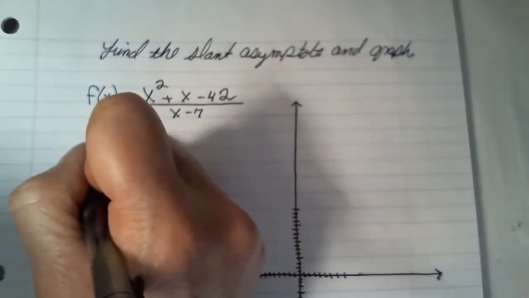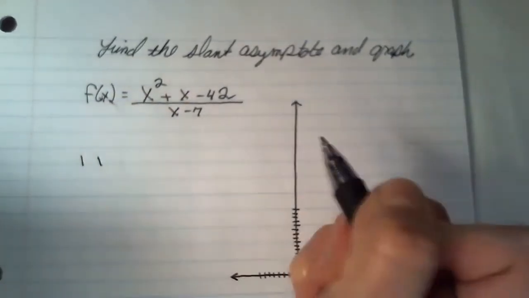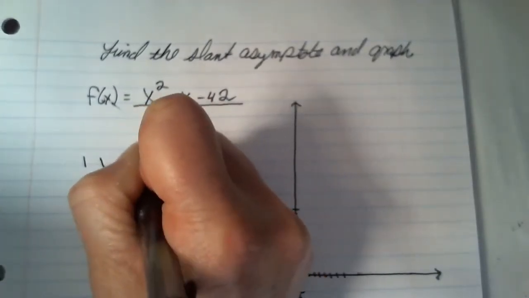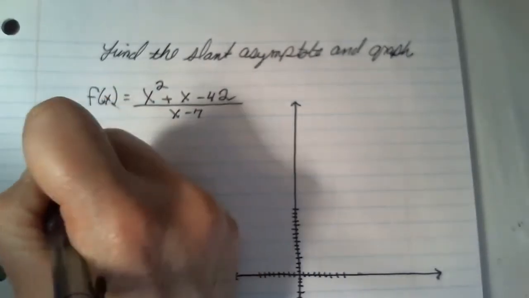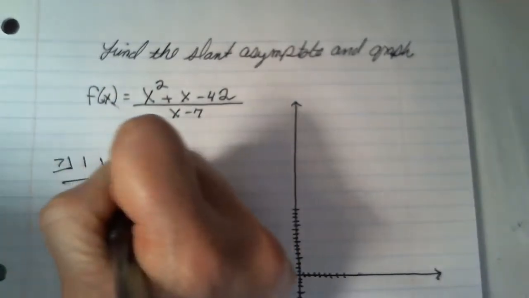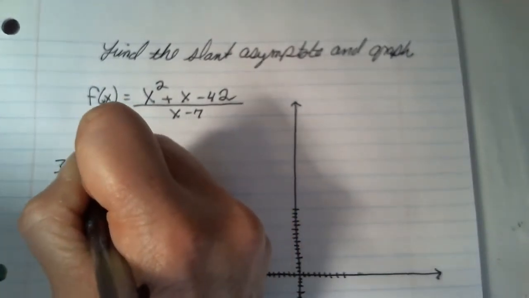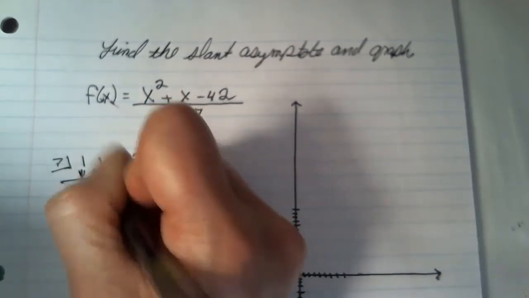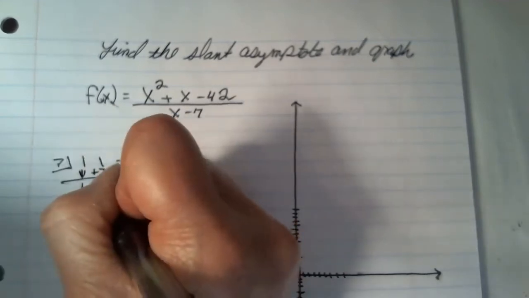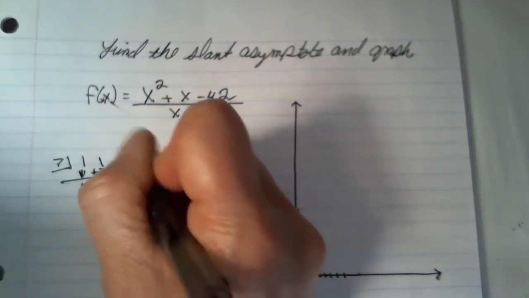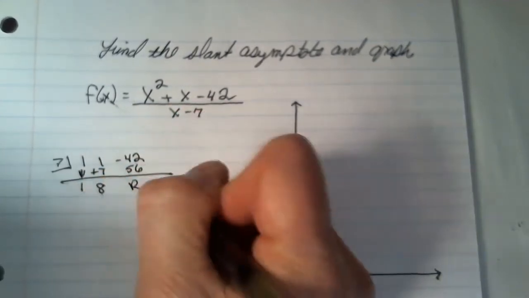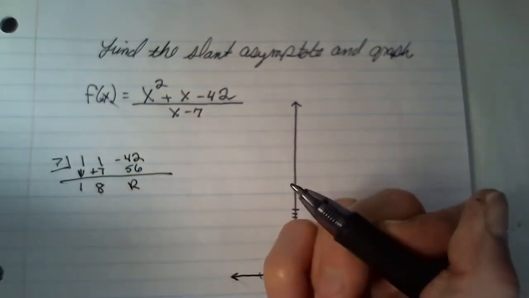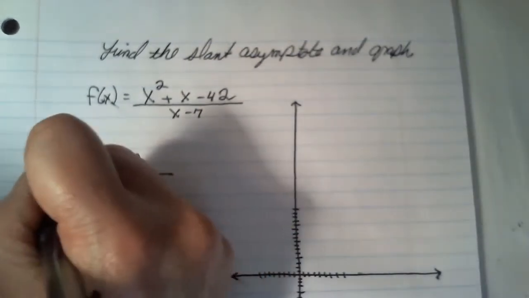So I'm going to have a 1, 1, negative 42, and out in front I'm going to have a 7. I bring down the first term. 7 times 1 is 7. I add my columns. 7 times 8 is 56, which is going to create a remainder, which I don't utilize when I'm looking for the slant asymptote.